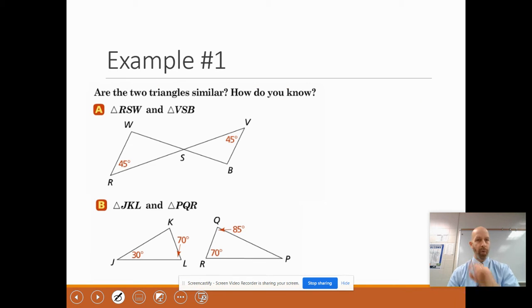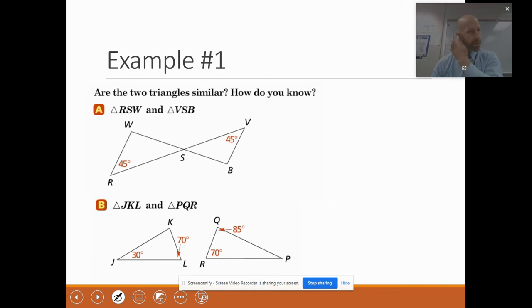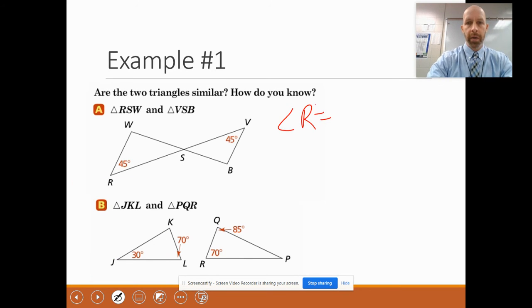So let's look at example 1 here. It says, are the two triangles similar, and how do you know? So let's go ahead. I'm going to move myself up here. So let's look at the first one. Well, we know that angle R is congruent to angle V because that angle is congruent to that angle.